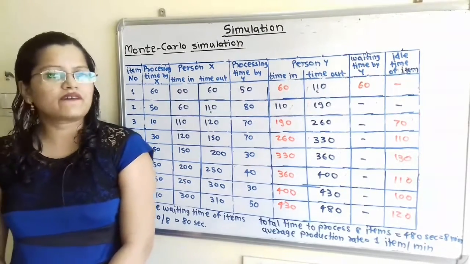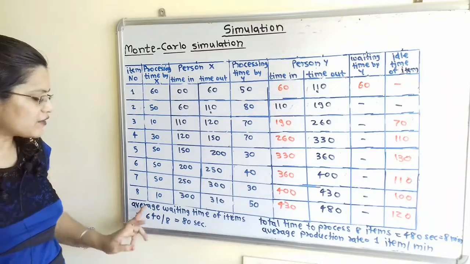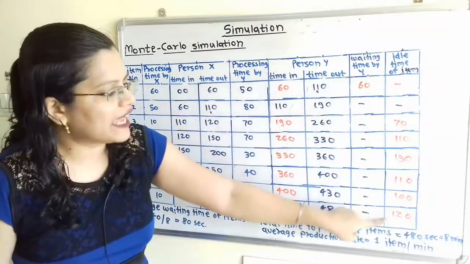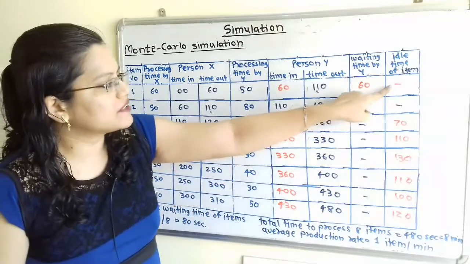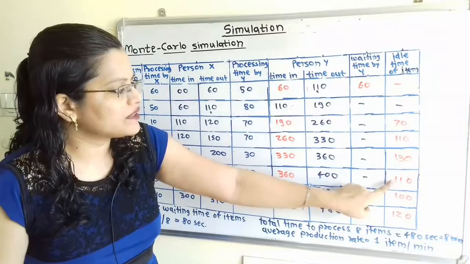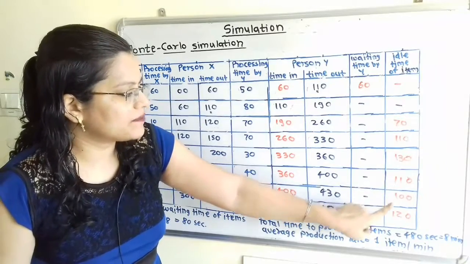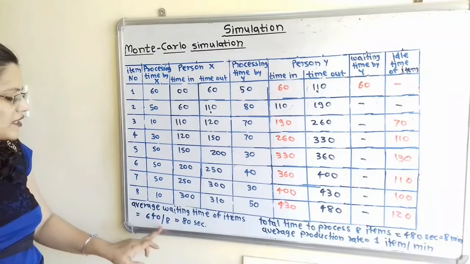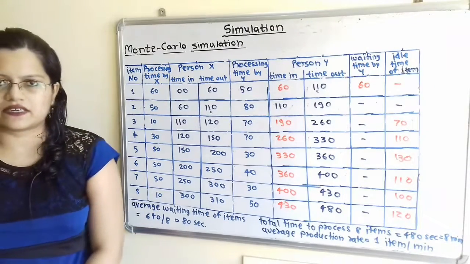Now we will move to the questions. The first question is the average waiting time of items. So we have to find out the average waiting time. We can write here 0 plus 0 plus 70 plus 110 plus 130 plus 110 plus 100 plus 120, divided by 8. So it is 640 by 8, which is equal to 80 seconds.